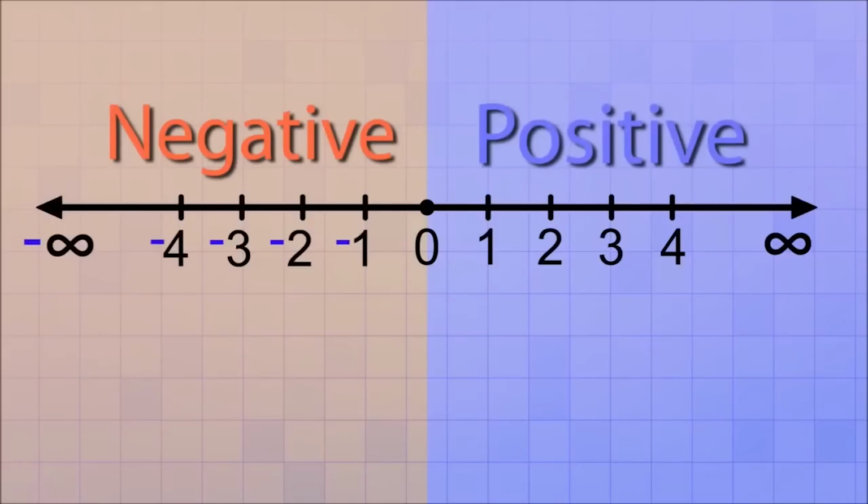Integers are positive and negative numbers, including 0 as a neutral number.